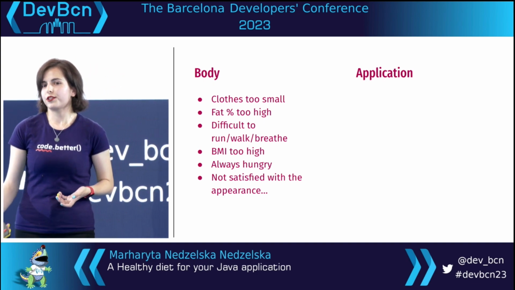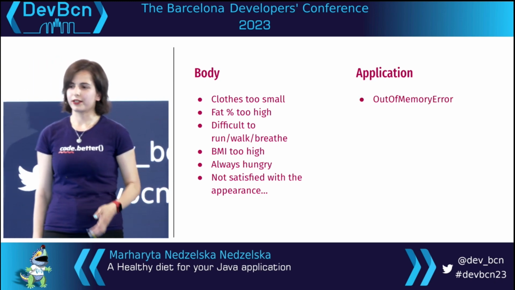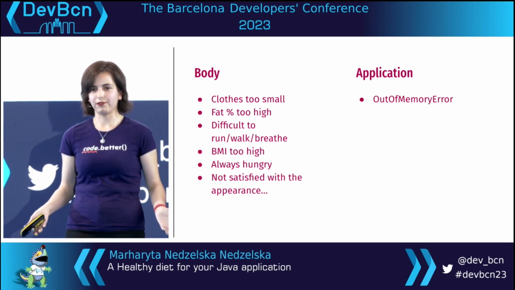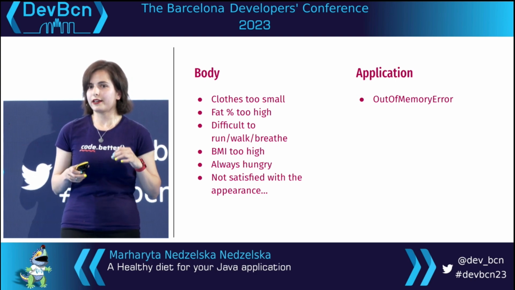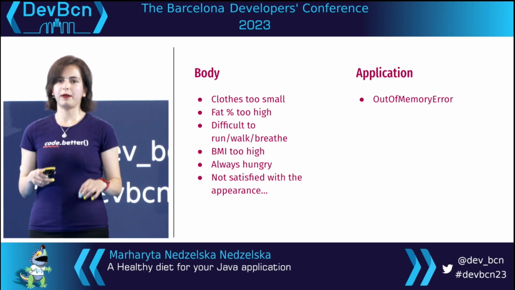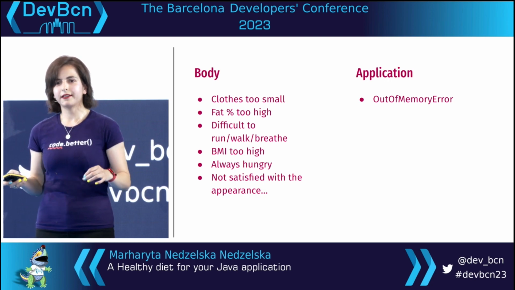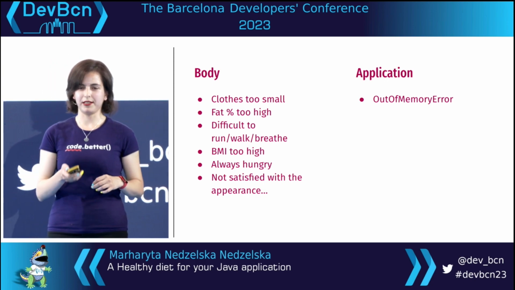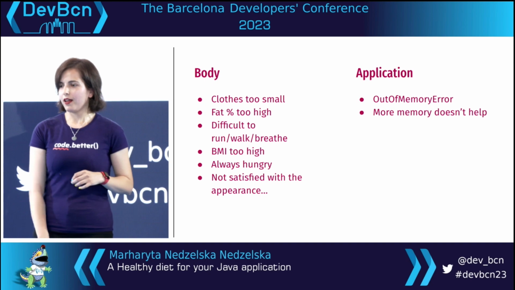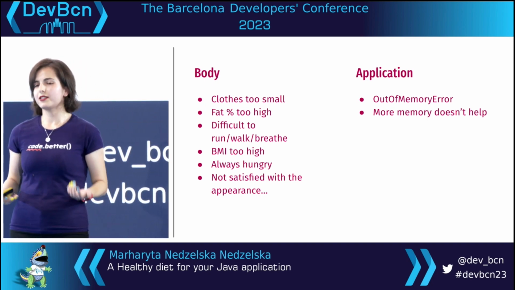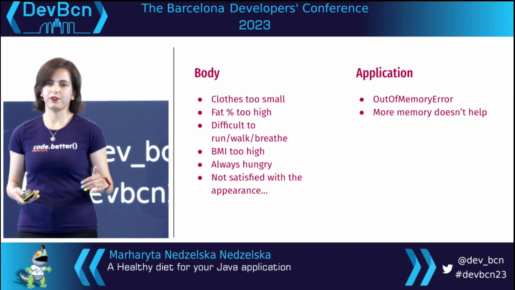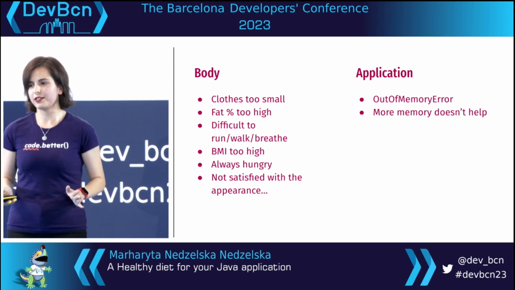In your application, there are also some symptoms. For example, out-of-memory error. If you see this, it doesn't tell you definitely that you have a memory problem, but it signals you that maybe there is something to investigate. You're giving more memory to your application, but this doesn't help.